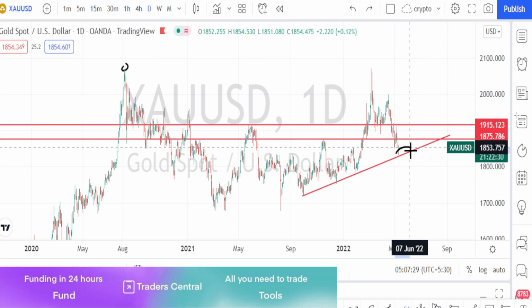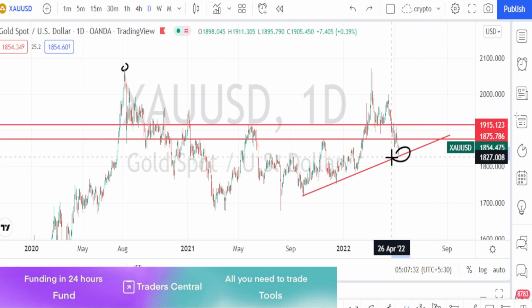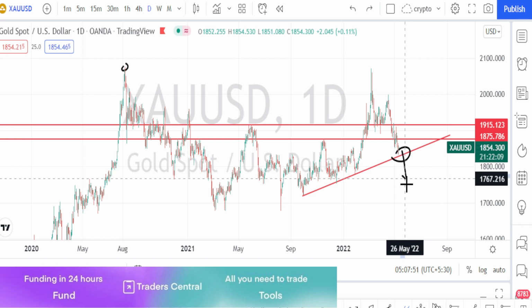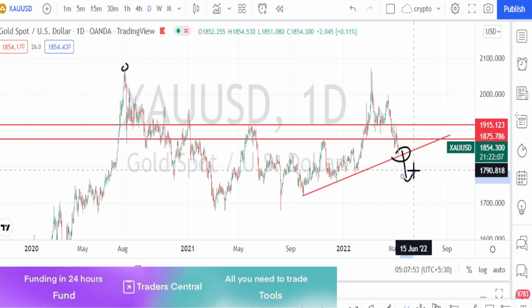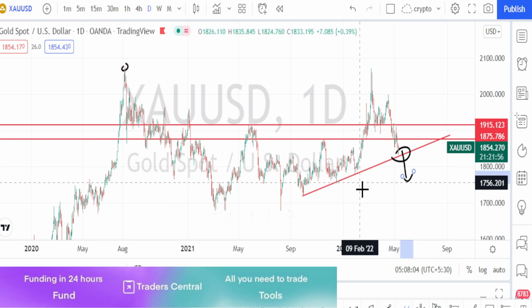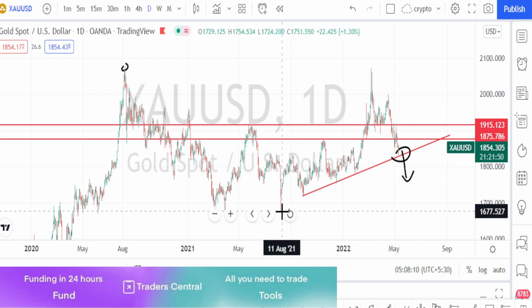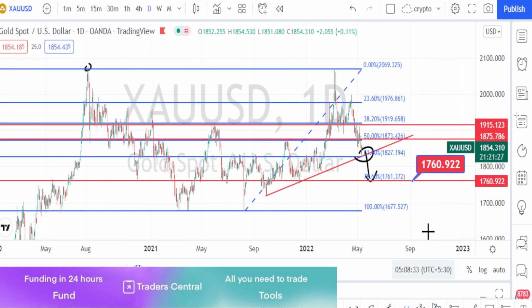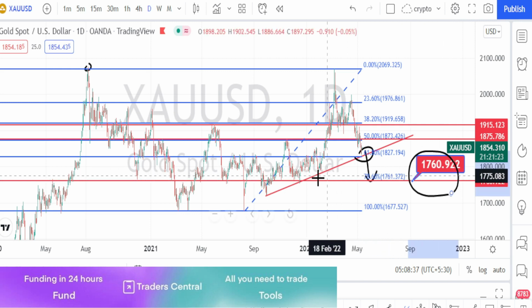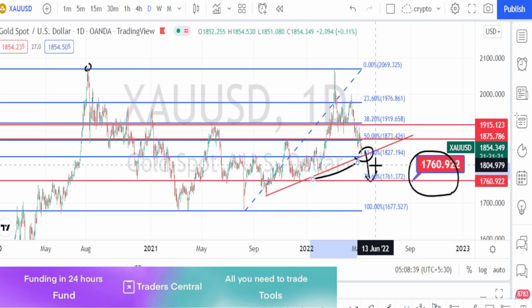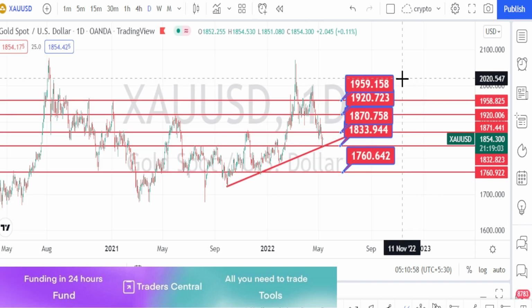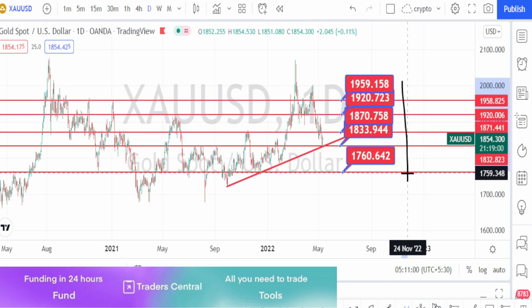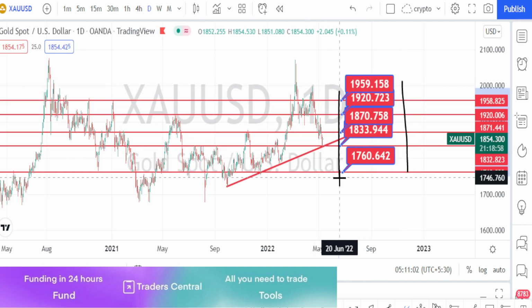So this trend line is a very important support point for the current price action. If this is broken, we can see a further fall in gold. And when we analyze the next level of support, I am using the Fibonacci retracement tool. So the next level of support is going to be around 1760 if this trend line is broken in the daily time frame. So these are all the present resistance and support levels in the daily time frame.